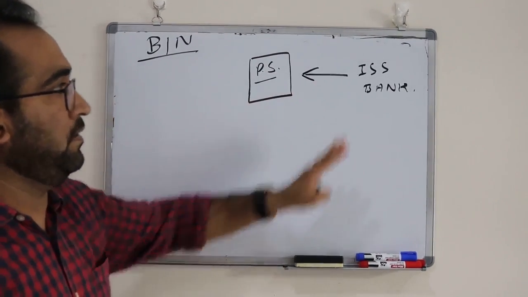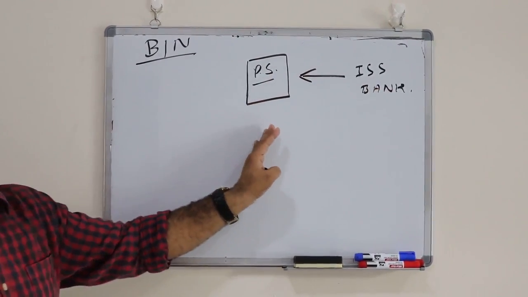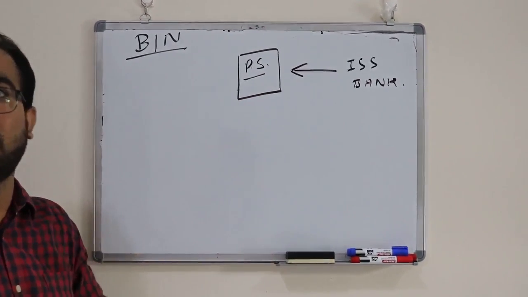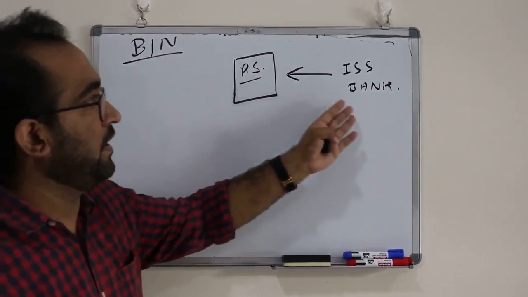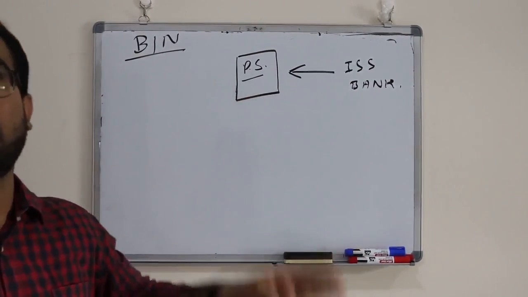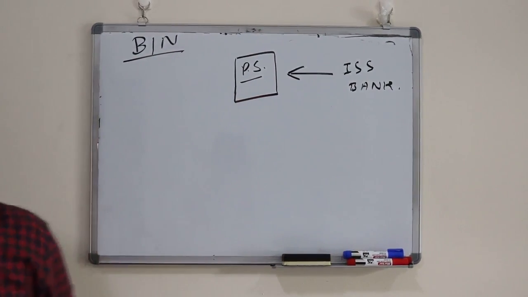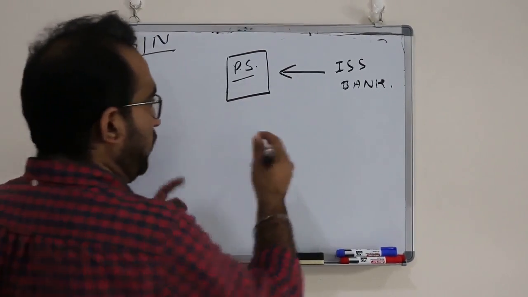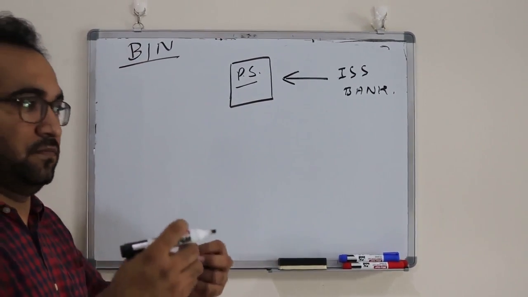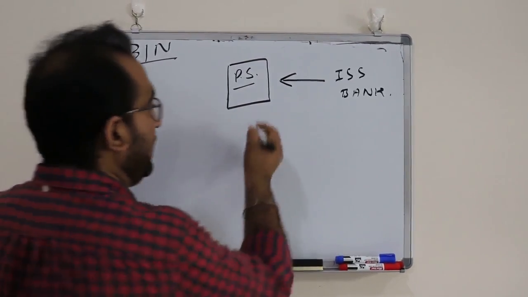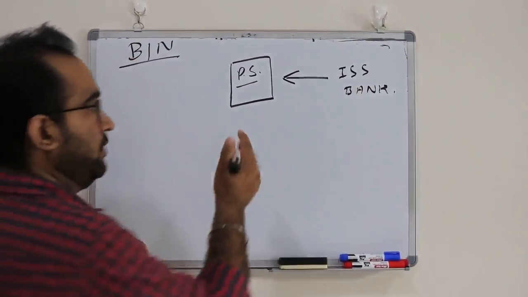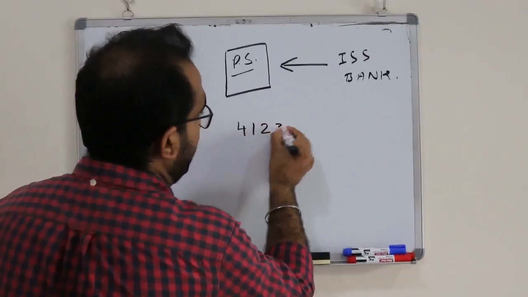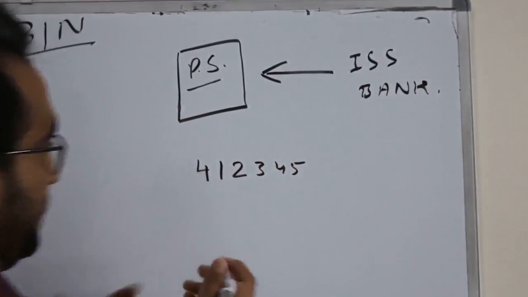Now what will happen, this issuer bank will contact the payment system, they will initiate a project, they will do some business agreements so that they can get an issuing BIN from the payment system and they can start creating the cards and start their banking business. After all the business agreements are signed, this issuing bank will get a particular BIN. For example, the BIN is 4 1 2 3 4 5, as I said, 6 digits.